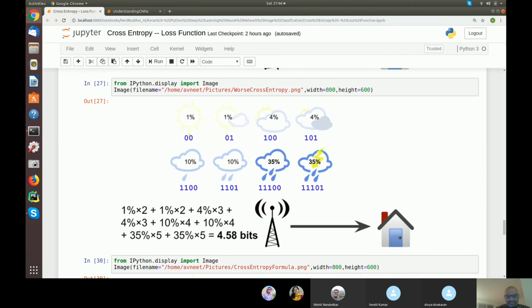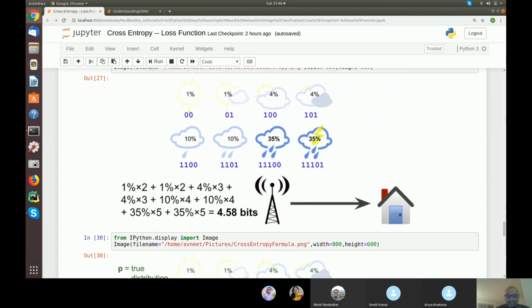Now what if we do the reverse? What if the weather is completely opposite? We keep the same coding. So the 35% likelihood are super rainy, and we have the maximum number of bits, 5 bits. So the overall cross entropy increases to 4.58.